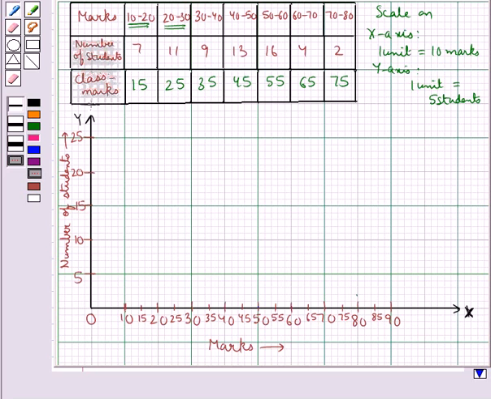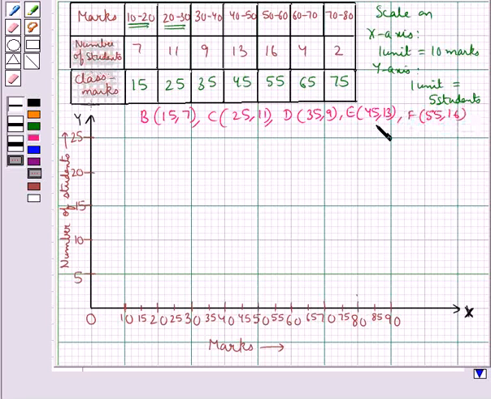Now the points that we need to plot on this graph would be point B with coordinates 15, 7; C, 25, 11; D, 35, 9; E, 45, 13; F, 55, 16; G, 65, 4; and H, 75, 2. That is, the X coordinate that we have taken is the class mark and the Y coordinate is the frequency, or the number of students. Now we shall plot all these points on this graph.